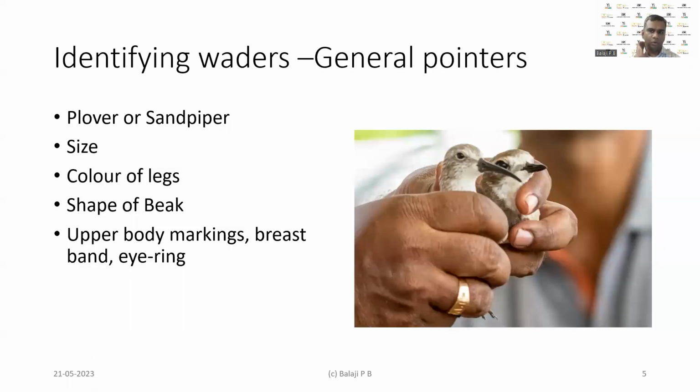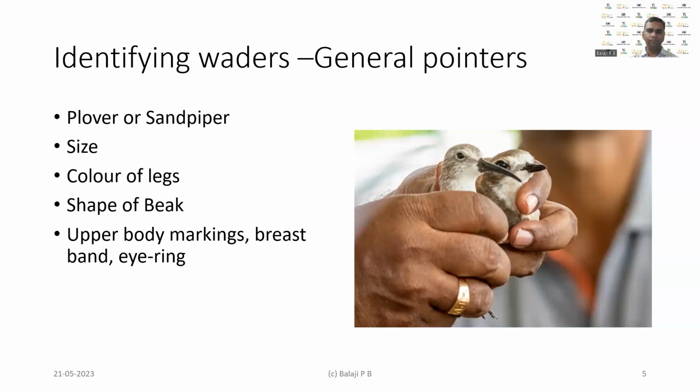If you look at waders, I think the number one thing that we need to identify first in the field is whether it's a sandpiper or a plover. A sandpiper typically has a longer beak in proportion to its head, and a plover has a very short beak. A plover also has larger eyes, and a sandpiper, in relation to the head, has smaller eyes.